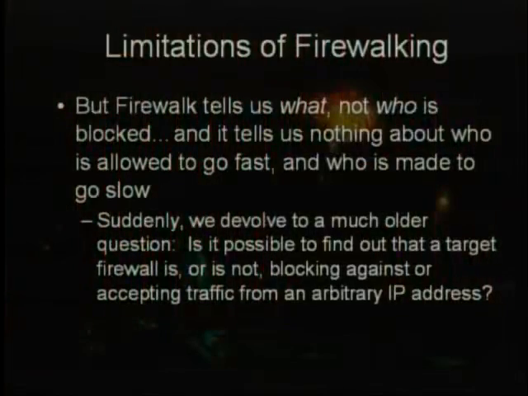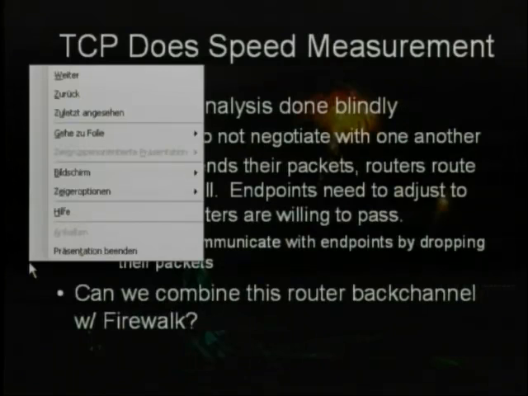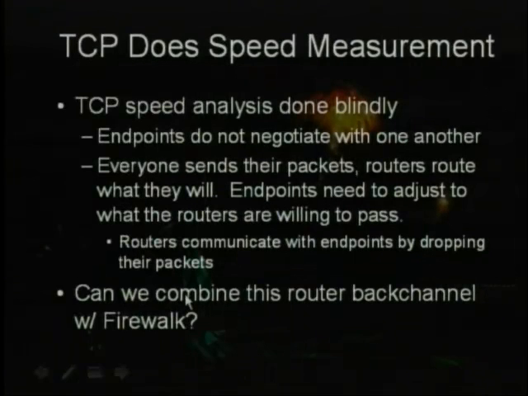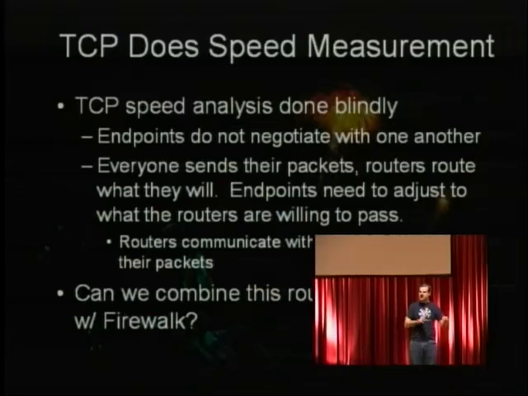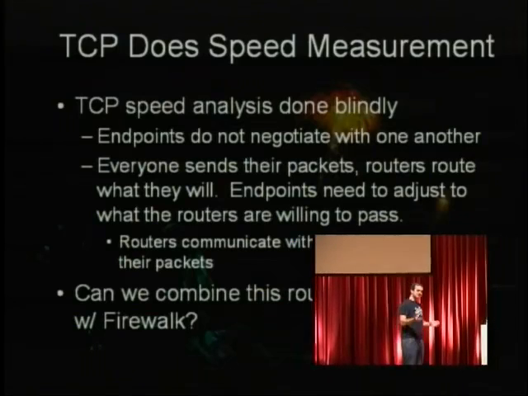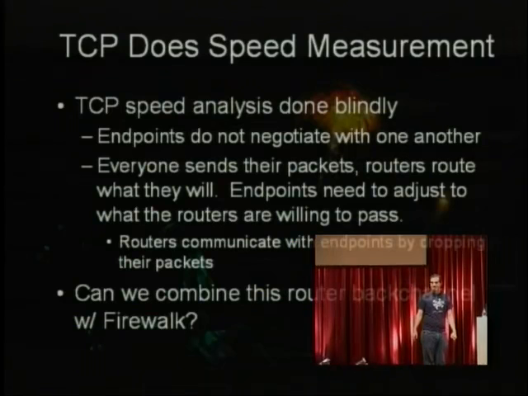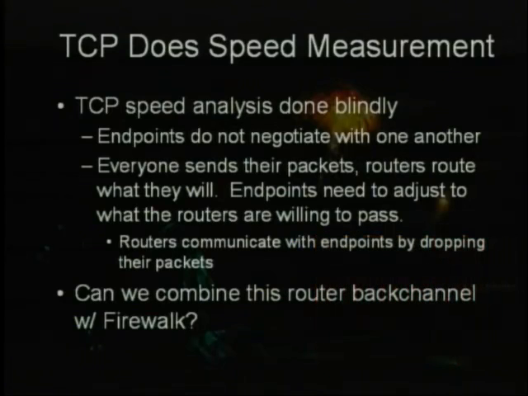Well, this suddenly devolves to a very nice question, which is we've always wanted to know what firewall rules someone has, not just with what they'll pass, but for who they'll pass them for. Was there anything we could possibly do? Well, TCP actually is able to do speed measurement on networks in a very interesting way. You've got all these nodes that are communicating, figuring out how fast they're going to send packets, and they don't actually talk to each other. No. You know how the routers tell them to slow down? They drop their stuff on the floor. It's a very small back channel, but it works.